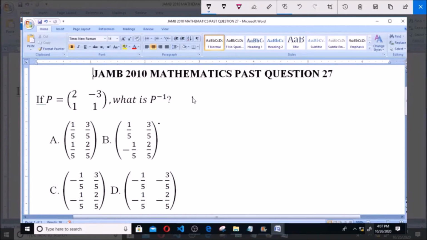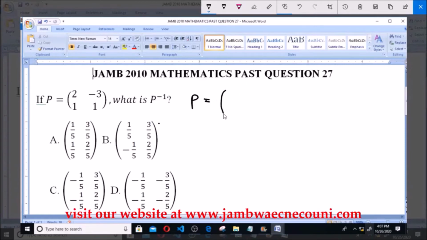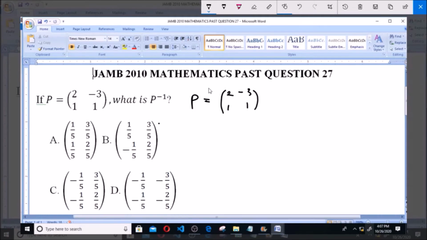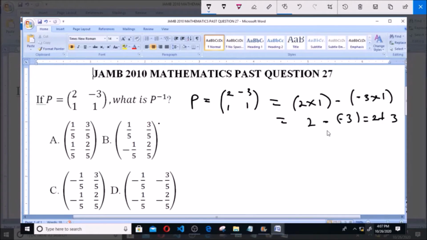Now we're given that P is equal to a 2 by 2 matrix of 2, minus 3, 1 and 1. Before we can find the inverse of P, that's P raised to the power minus 1, let's first find the determinant of P. Now this is equal to 2 multiplied by 1 minus 3 multiplied by 1. Now this is equal to what? 2 minus 3, and this is equal to 2 plus 3, which is equal to 5. Now the determinant of P is equal to 5.